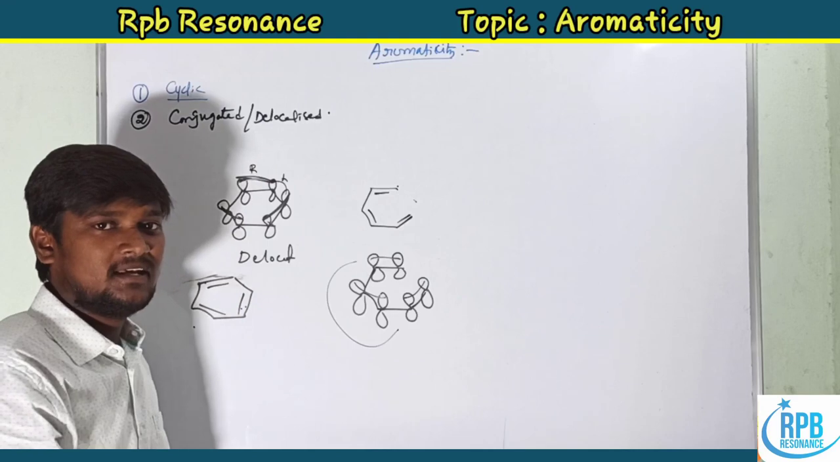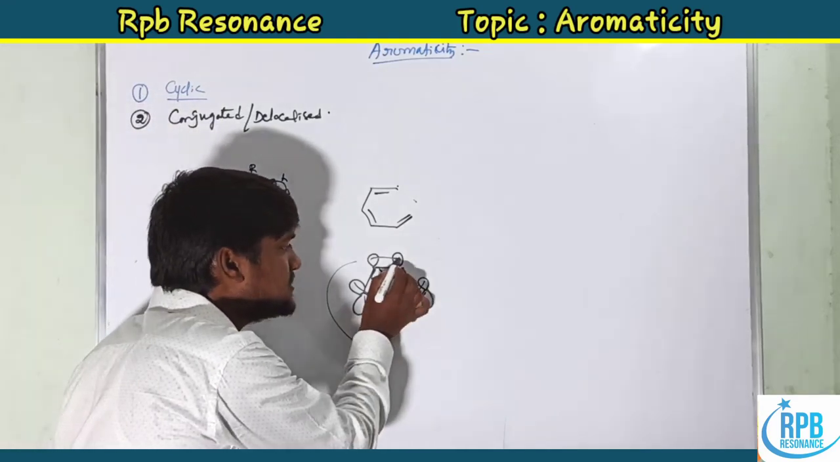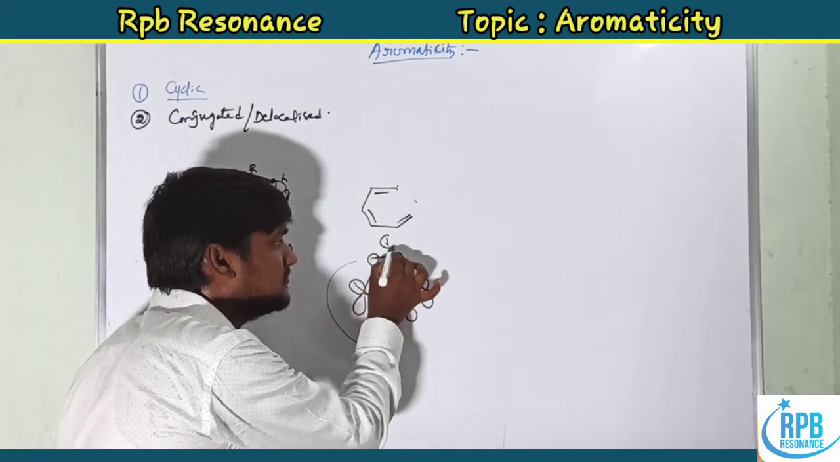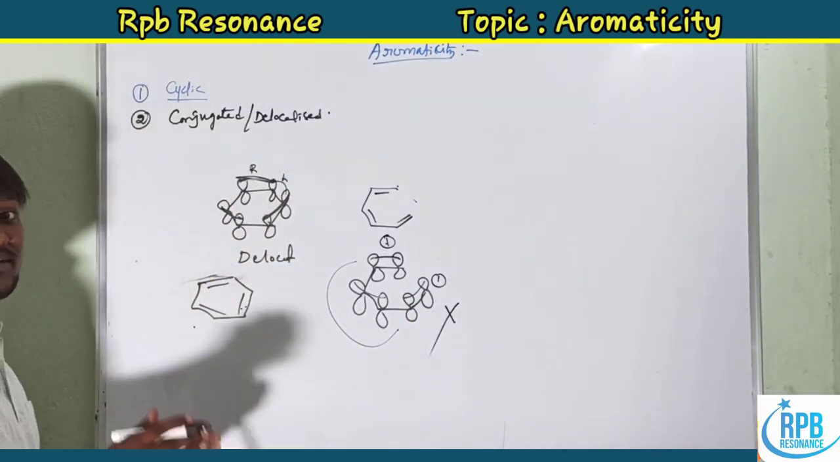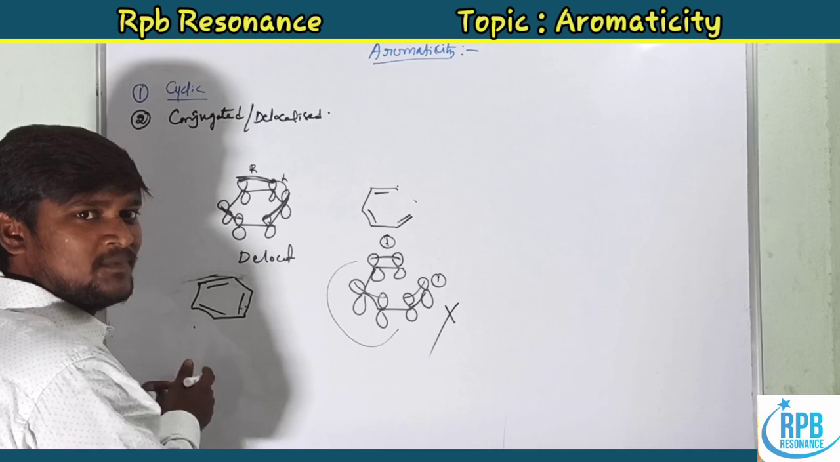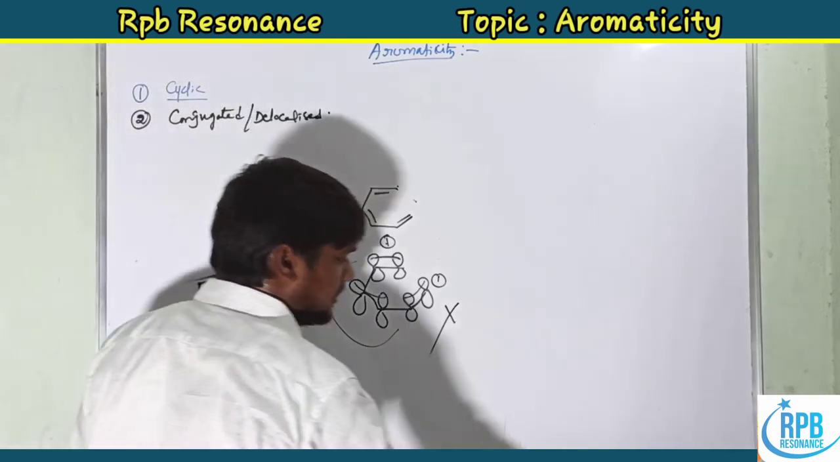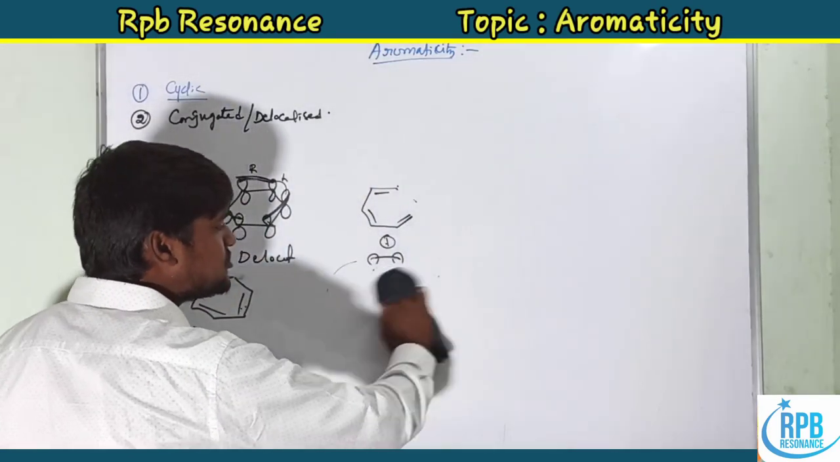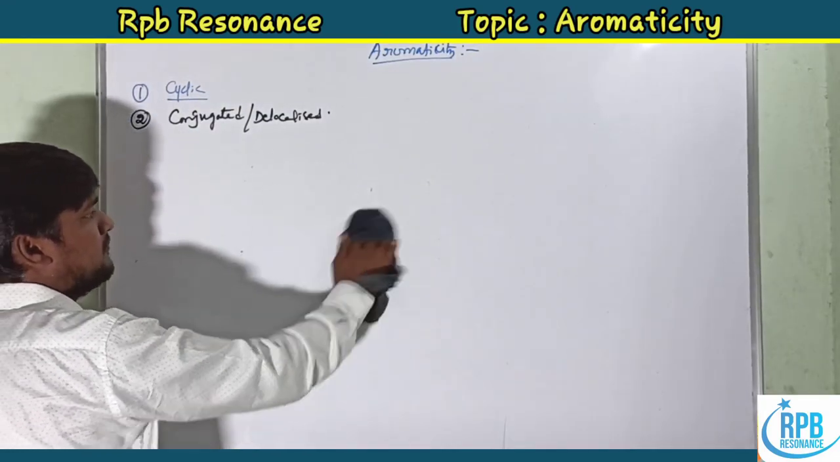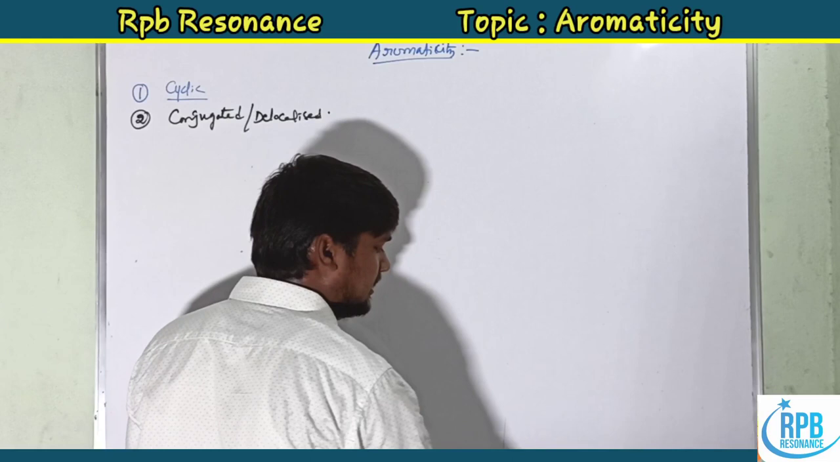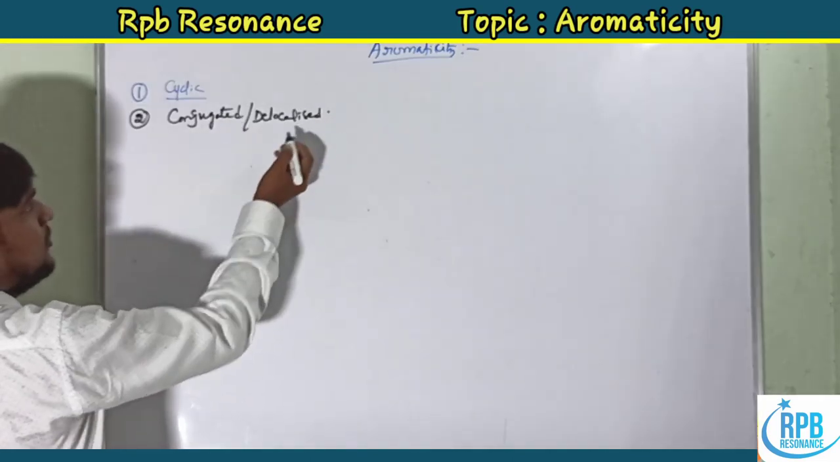This is also satisfied. But the two terminals are conjugated with only one atom, so those types of molecules are non-delocalized. Those types of molecules cannot be counted as aromatic compounds. That means each and every carbon which participates in the delocalization, that is the delocalized compound.